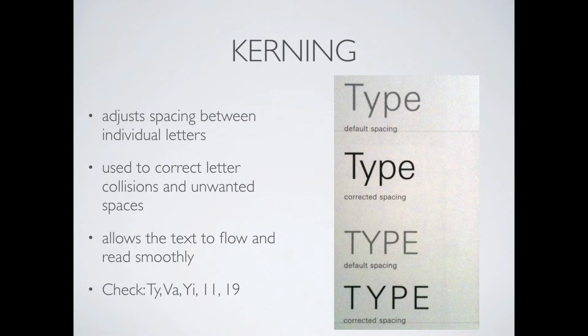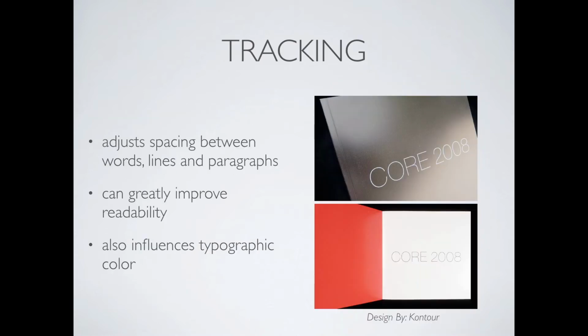Are you going to go through your entire 10-page, 80-page history paper and do kerning between every letter? Absolutely not. Would you do it for the title page? Yeah, probably a good idea. So this is for headings, for titles. That's where it's going to matter. It allows the text to flow and read smoothly. TY, VA, YI, 11, 19. Those are the combinations that you need to pay a little bit of attention to. Again, only in a heading scenario where it's a big block of text or big text.